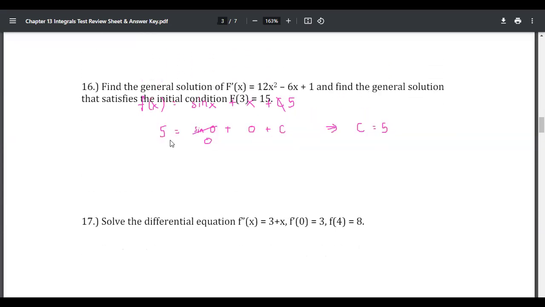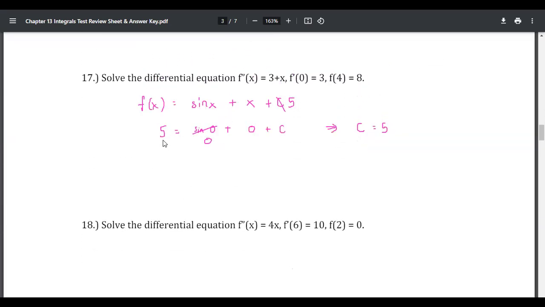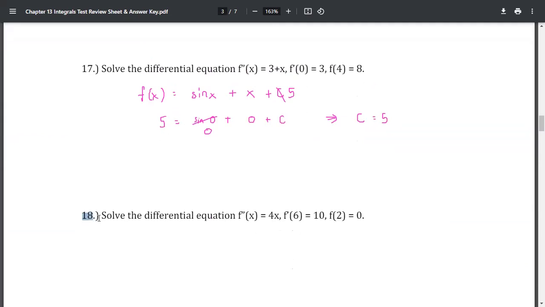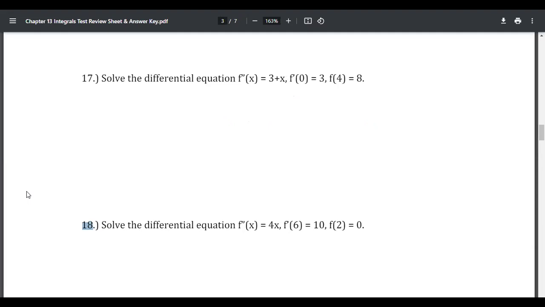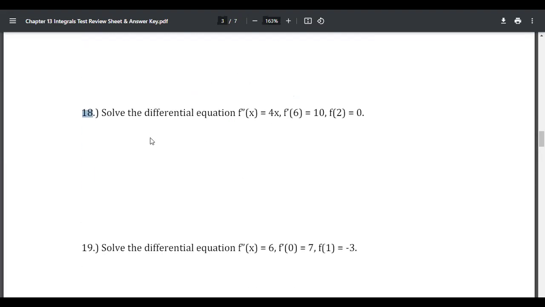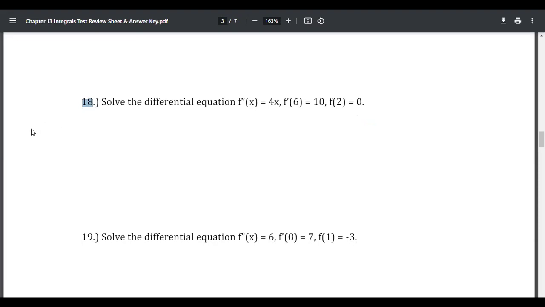Okay, I'm going to do one with higher order. Let's do this one, 17 or 18, whichever you prefer. I would like 18. Okay, good choice. This is the second derivative. So what do you do about it?